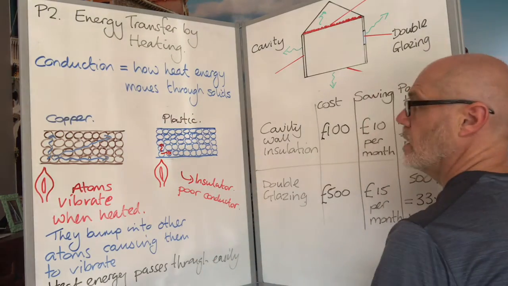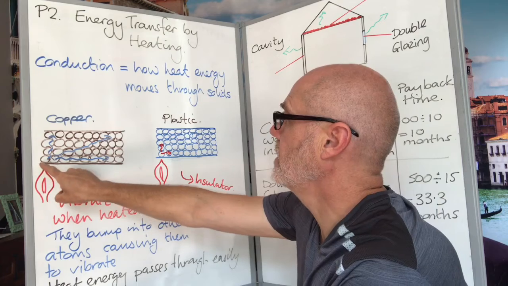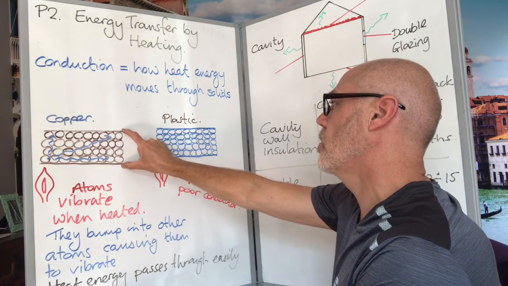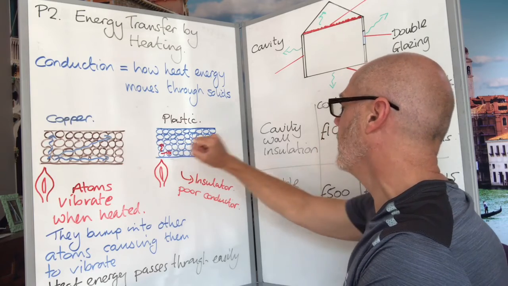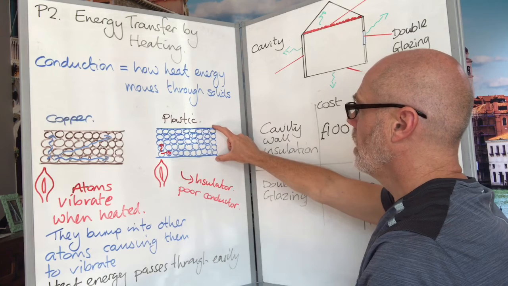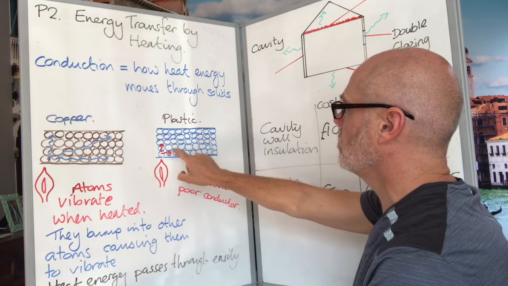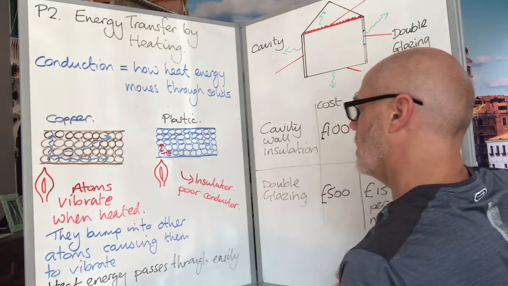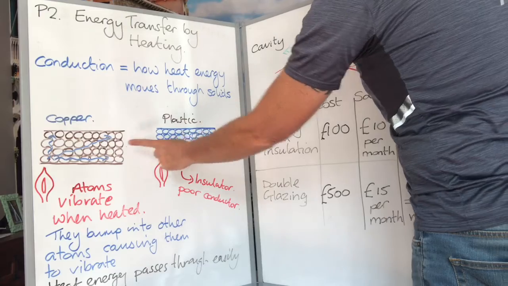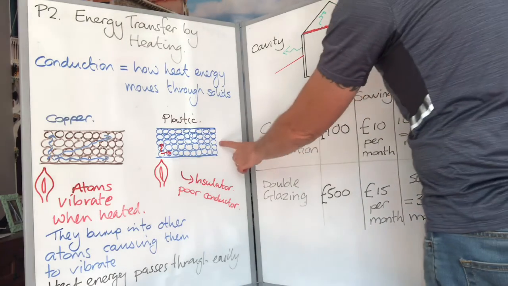Okay, so if we were to hold our piece of copper here while heating up in this corner, eventually, quite quickly, this end of the copper gets hot and will burn our hand. If we held the plastic here and we heat it up in the corner, we find that this bit doesn't get hot because the vibrations don't pass through. So good conductors are metals, and poor conductors tend to be non-metal materials like plastics.